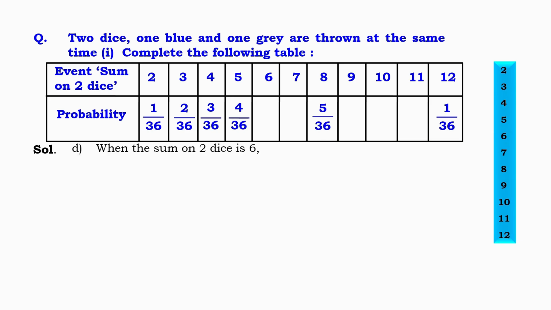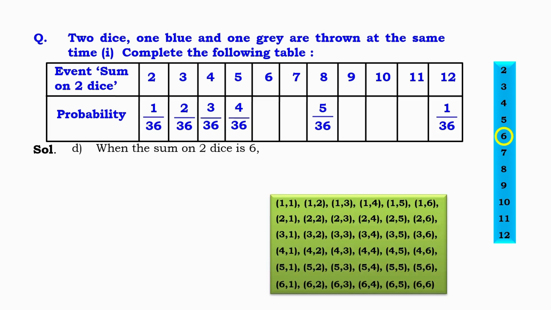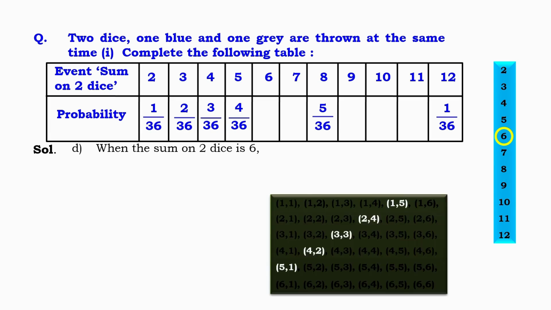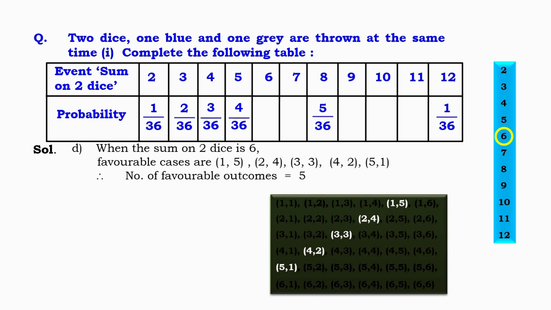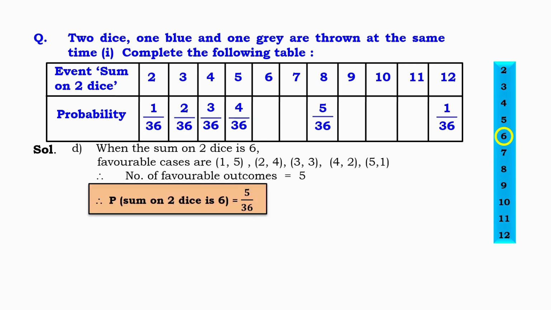Now when the sum on 2 dice is 6. Okay, so let us find out when we will get 6. So 1 plus 5, 2 plus 4 gives you 6. 3 plus 3 gives you 6. 4 plus 2 gives you 6. 5 plus 1 gives you 6. So there are 5 possible outcomes, right? 5 favorable outcomes. So these are the favorable cases. Now favorable outcomes equal to 5. So the probability of sum on 2 dice is 6 equal to 5 by 36.